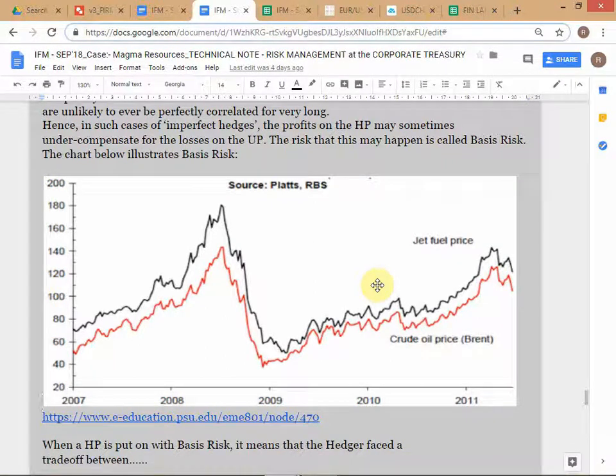Okay, so is everyone clear about this now? The learning that we have at the end of the day is that generally outright positions will be much more volatile and risky than spread positions, where the spread is taken between two prices which are reasonably related to each other, like jet fuel and crude oil. This is how you hedge, and that's why, if you go back to our original question, always remember the process.